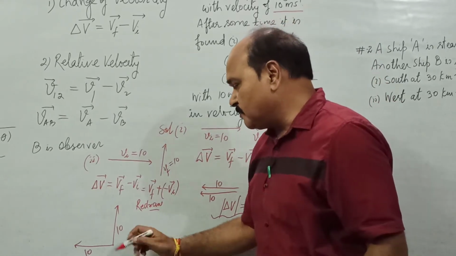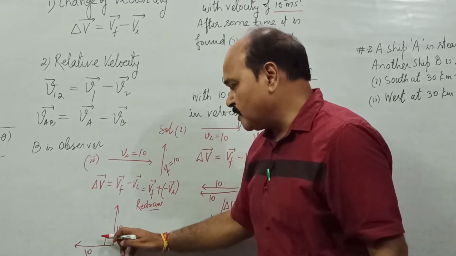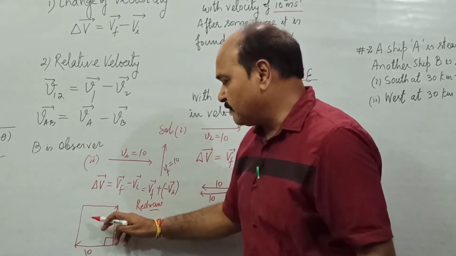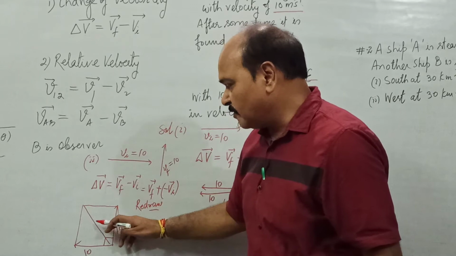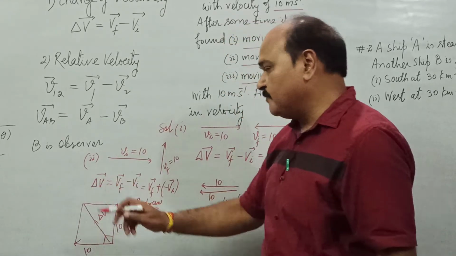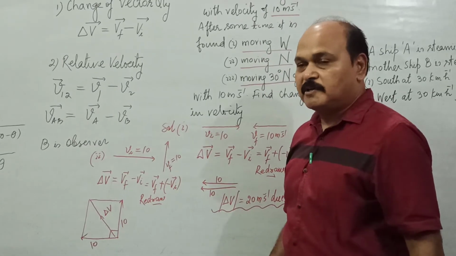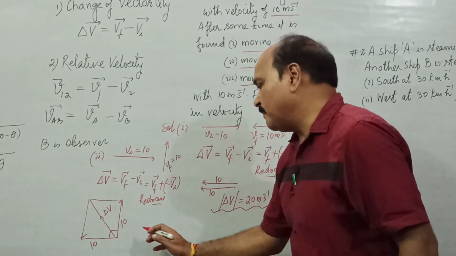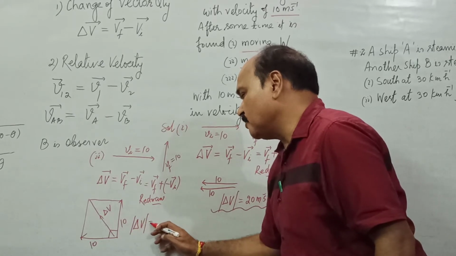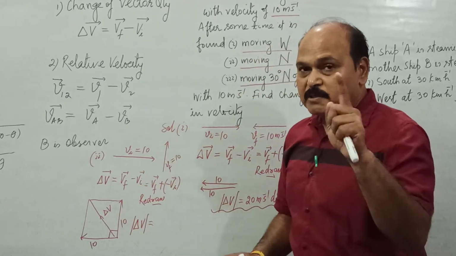An angle between them is what? 90 degree. So what is going to be sum of these two vectors? Let us apply law of addition of vectors. Sum of these two vectors would be the diagonal of parallelogram through them, and that sum is going to be delta V vector, that is change of velocity vector. What is the value of sum of two vectors which are perpendicular? Square root of sum of their squares.